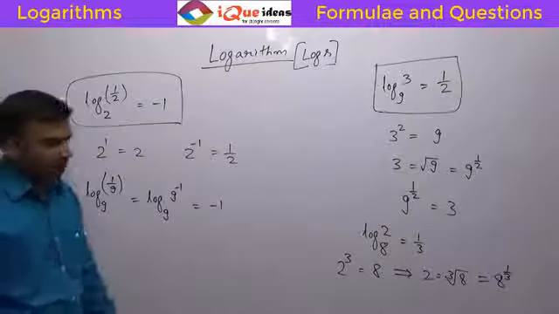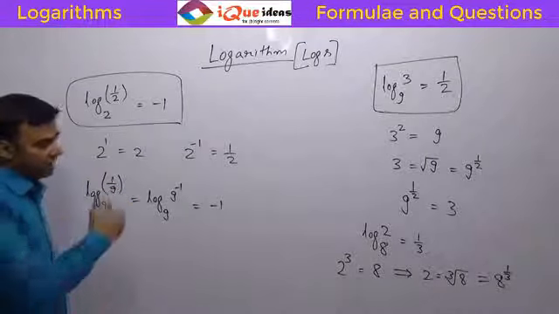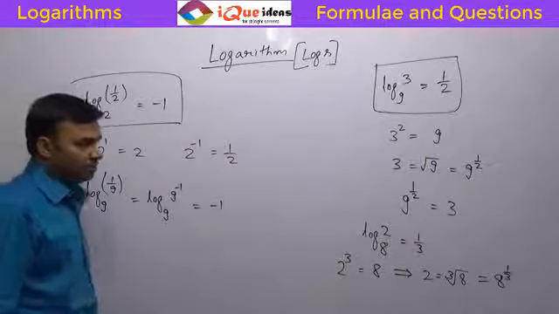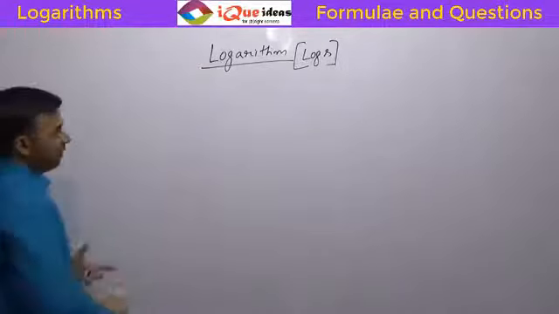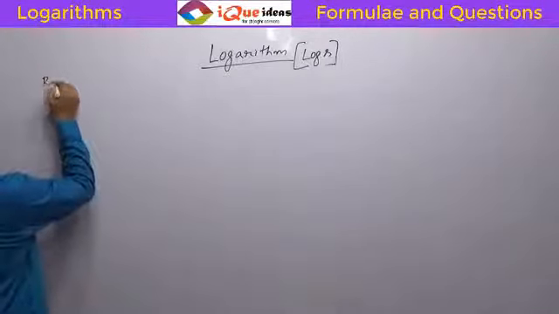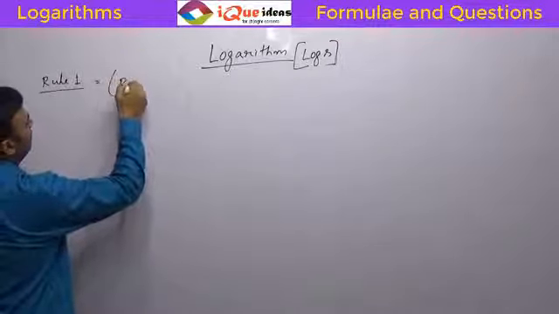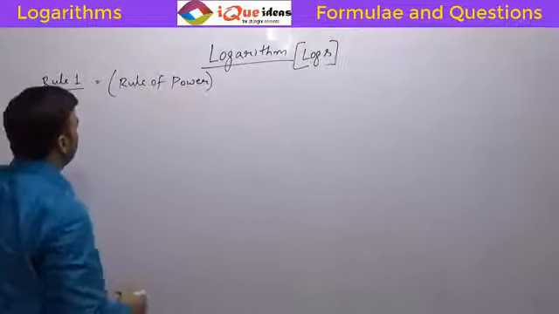Now if you have understood the basic meaning of log, let's understand the rules of log. Now let's try to learn the rules of log. The first rule, rule 1, is also called the rule of power. Let's see what it means.